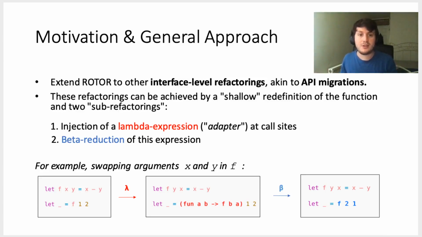The example shown on this slide represents a use of our approach to apply a refactoring that swaps the arguments x and y of a function f. And here, the old application f 1 2 is eventually replaced by f 2 1 as wanted. And I will now let Joe present you a more detailed example of applications of our approach in the following demo.